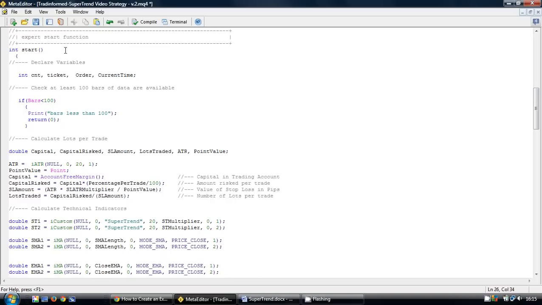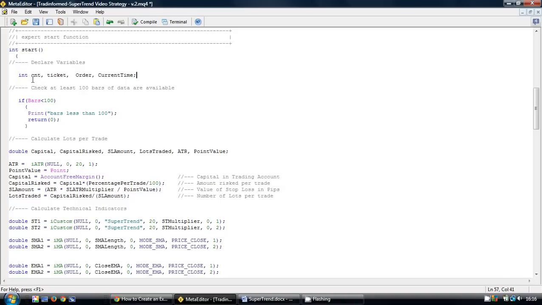Now, start is very important for expert advisors. The start part of the program will run every time a new tick is received, which means that every time the price changes by a minimum amount, we will have a new tick, and this program will run through from top to bottom. So the first thing we're going to do is declare some integer variables. So we know what integers are, and we've got here the count.